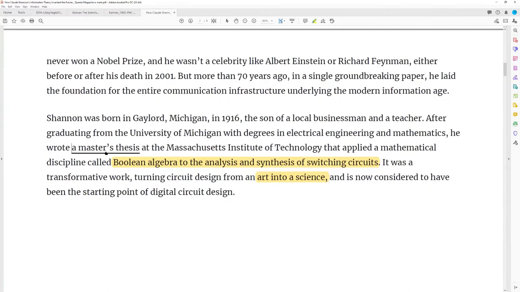And his master's thesis, not to mention his other work. By the time he finished his master's thesis, he changed the world. His master's thesis connected Boolean algebra, actually formal logic, if I may add, with switching circuits, the relays that he studied and was familiar with in his undergraduate study. But that was just undergraduate double E course material. There's no science behind it.